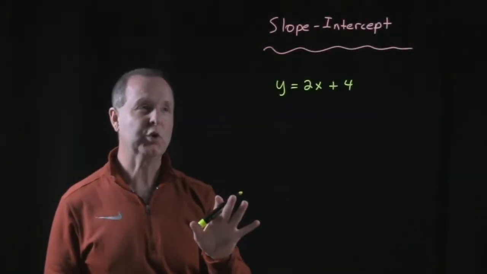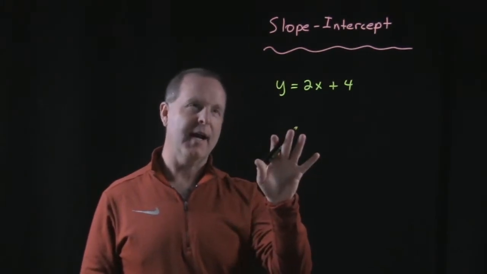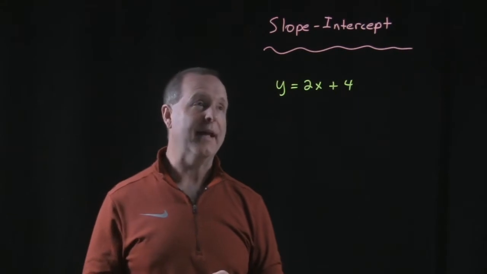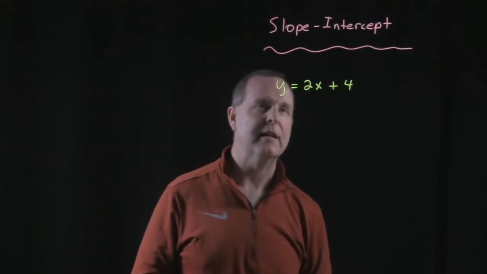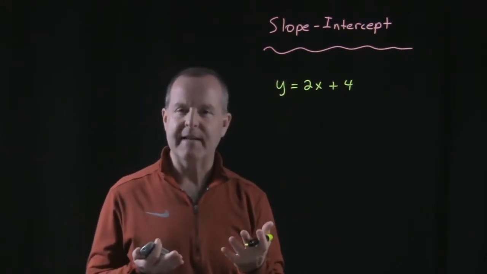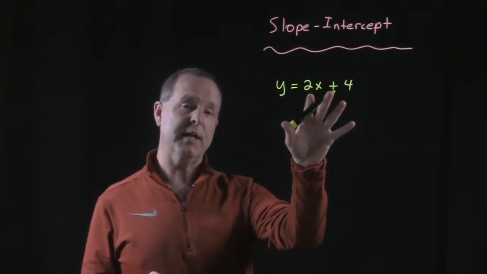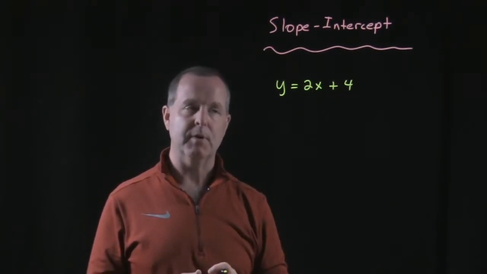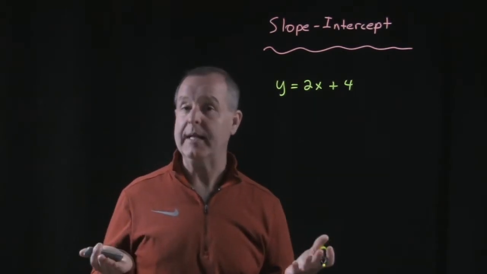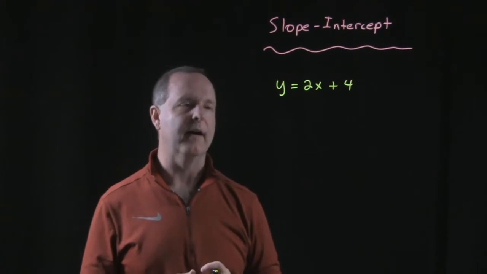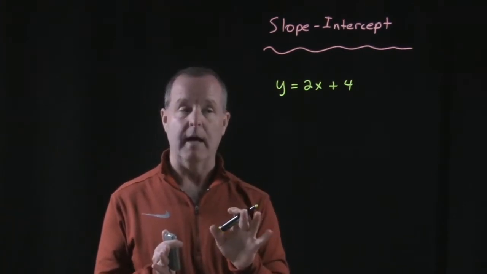Another powerful tool that we can use is this idea called slope-intercept, or the slope-intercept form of a line. How do we get that? Where does it come from? What does it look like? Let's imagine I have some equation, y equals 2x plus 4. This means that y and x relate to each other with some other constants involved in there. So what does this graph look like?